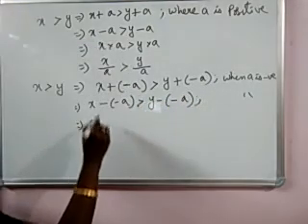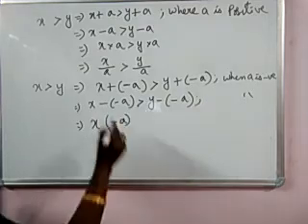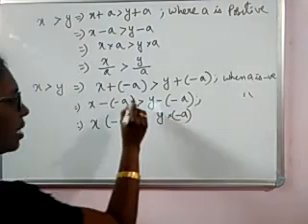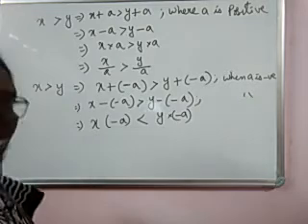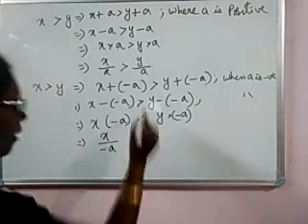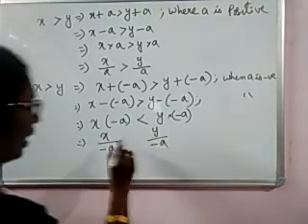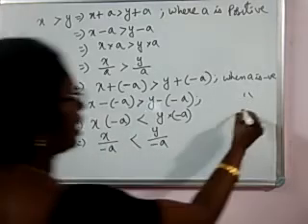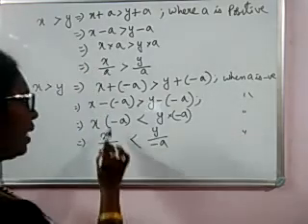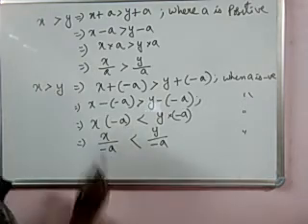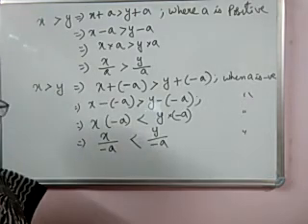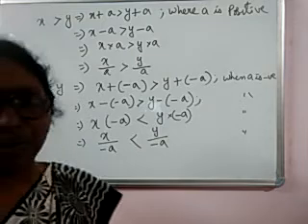But when x is multiplied by minus a, y will also be multiplied by minus a, and the sign of inequality changes. In the same way, when both sides of the inequation are divided by a negative integer, the sign of inequality changes. So where you have to be careful is when you multiply or divide both sides of the inequation by a negative integer.